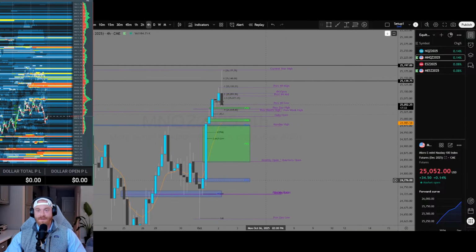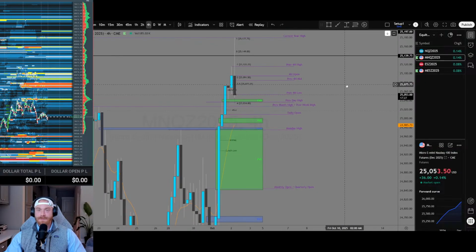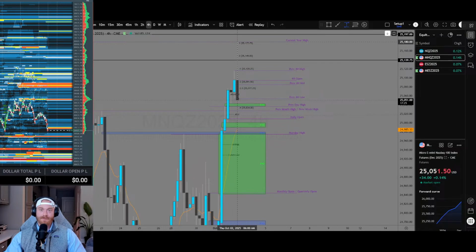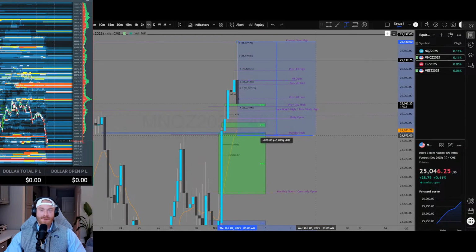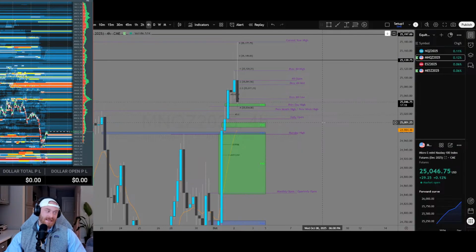Yeah, that 4 hour would be a huge dump. You're looking at 200 points from market open all the way down there. That's just wild.